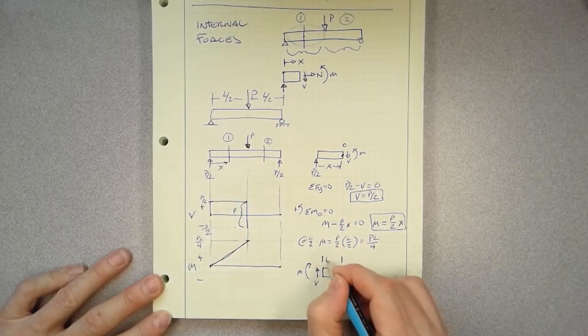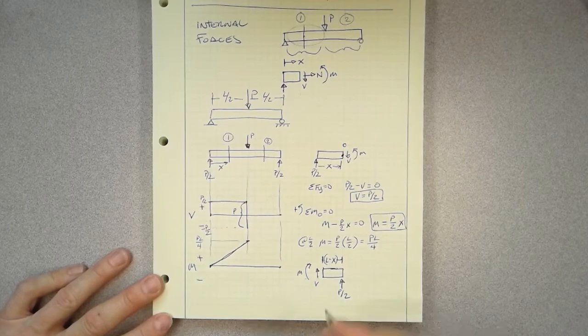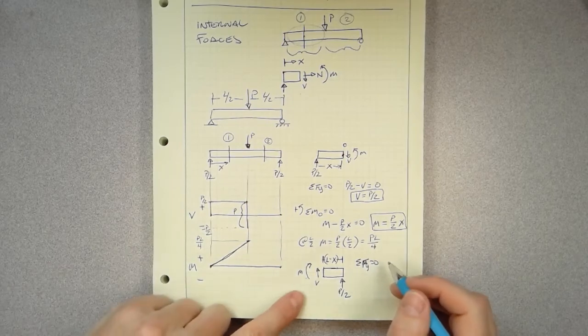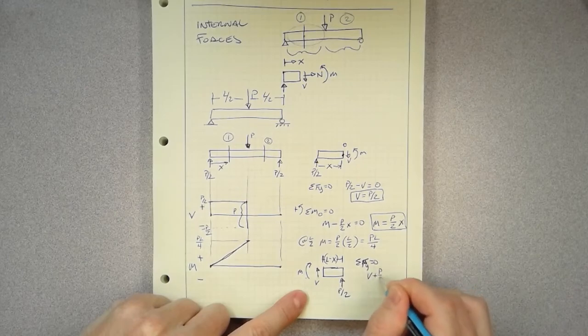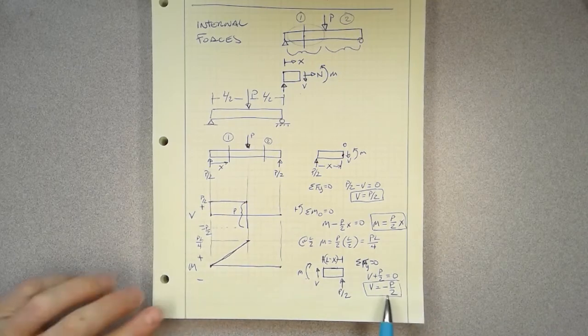So this is L minus X. That's that distance right there. Okay, so the length of our side over there is L over X. So in this case, we can go through, do everything again. Sum of the forces in the y direction is equal to 0. And in this case, we can look at this and we can say we have a positive V plus P over 2 equals 0. Shear is equal to negative P over 2. So in section 2, our shear is negative P over 2.